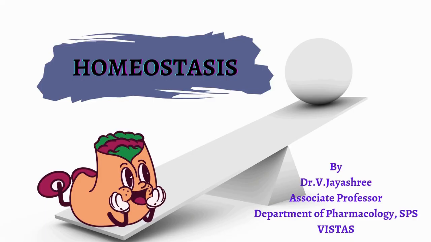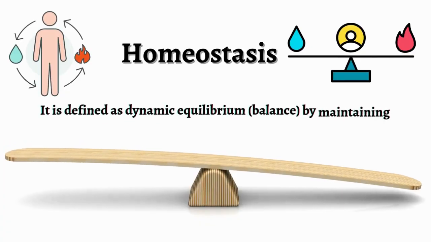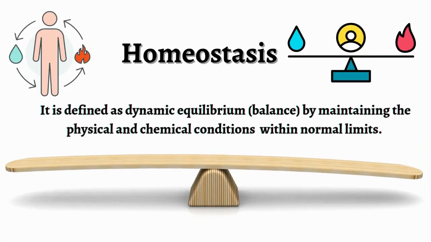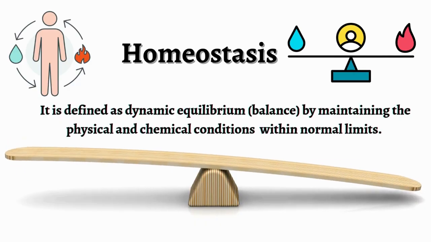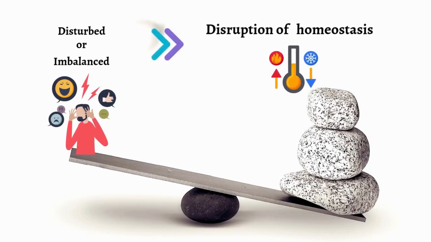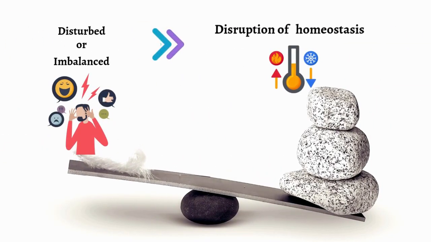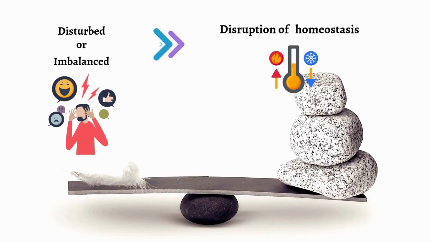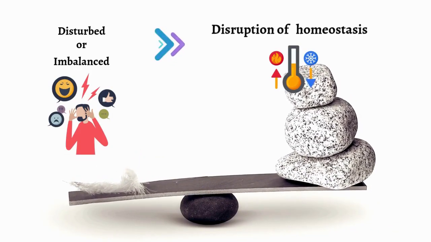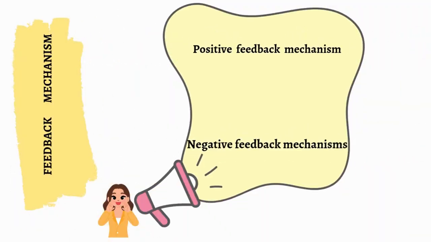Now we are going to discuss the topic homeostasis. Homeostasis is defined as a dynamic equilibrium by maintaining the physical and chemical conditions within normal limits. When the body's equilibrium condition gets disturbed by an external stimulus, there will be a disruption in the homeostasis process.